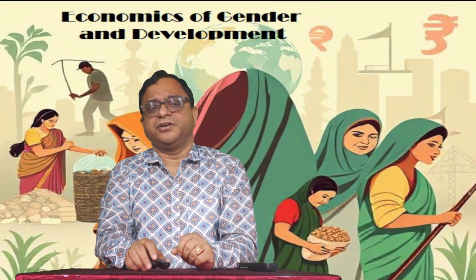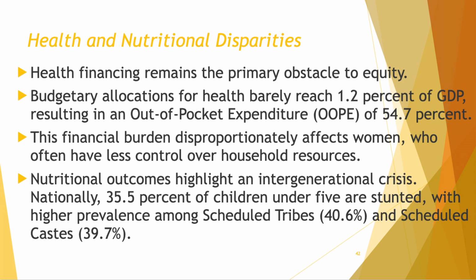And regarding health and nutritional disparities, we see that health financing remains the primary obstacle to equity. Budgetary allocations for health barely reach 1.2% of GDP, resulting in out-of-pocket expenditure of 54.7%, quite high. This financial burden disproportionately affects women, who often have less control over household resources. Nutritional outcomes highlight an intergenerational crisis. Nationally, 35.5% of children under 5 are stunted, with higher prevalence among scheduled tribes 40.6% and scheduled castes 39.7%.